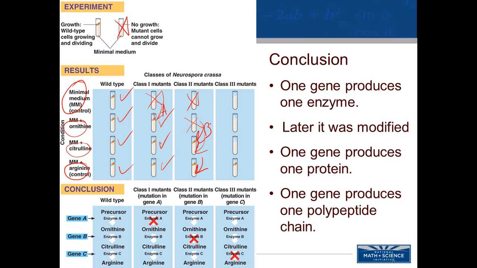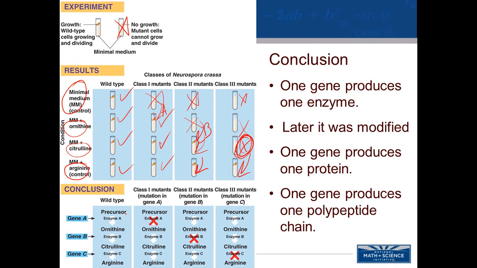Well, then they tried one last one. And they tried it on minimal medium. And remember, this is a different mutation altogether. Nothing grew. Ornithine, nothing grew. Citrulline, nothing grew. So that means that right now this last enzyme is the one that's defunct. But if you gave it arginine, well, then it grew. Okay? So what that told them, that in this biochemical pathway, there were indeed 3 enzymes.